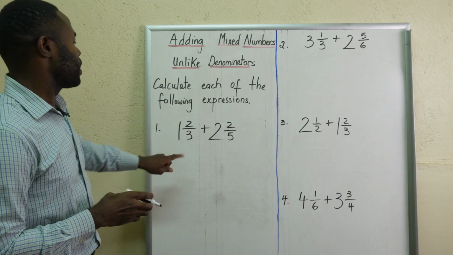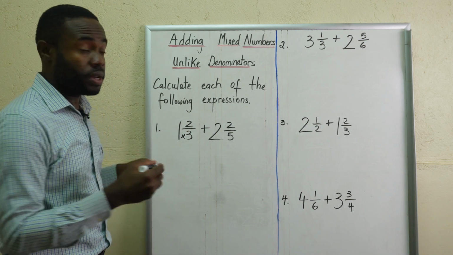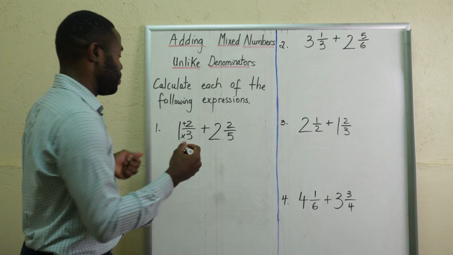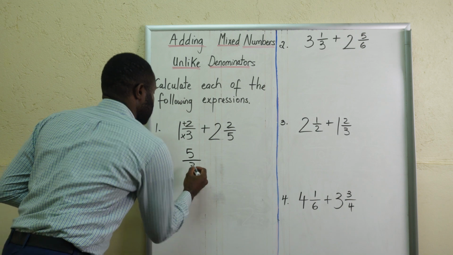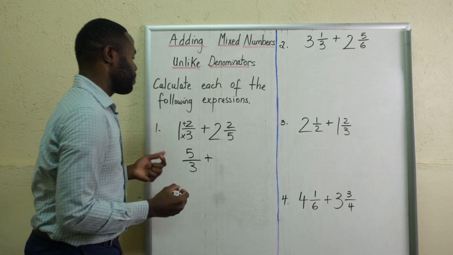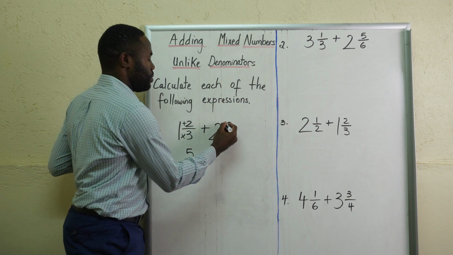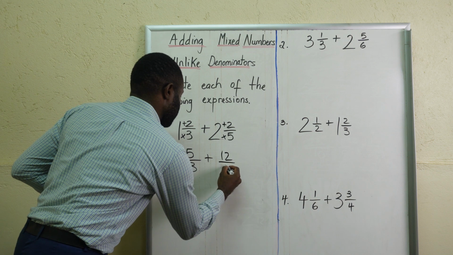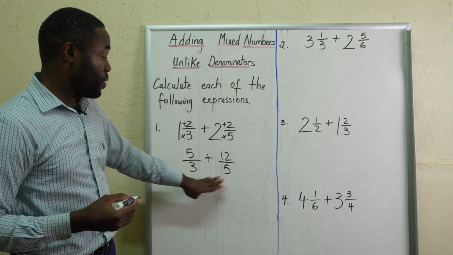So let's do that now. It's 3 times 1, that gives us 3, which is a product. And then you add it to the numerator, which is 2. So 3 plus 2, that's 5 over the denominator. Then you put the operator. Let's multiply again. 5 times 2, that's 10. 10 plus 2, that's what? 12 over 5. Now, let's compare our denominators, right?